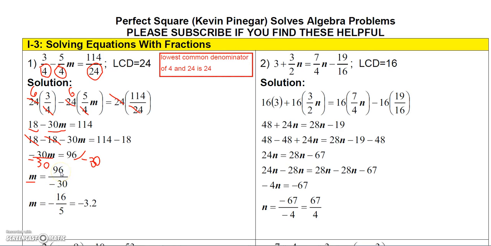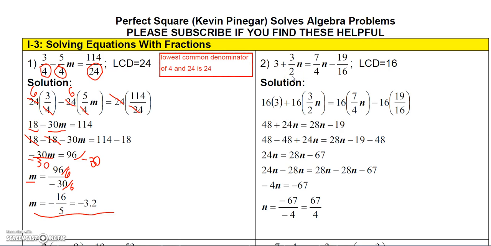And then to reduce this, I ask, what will go into both 96 and 30? The answer is 6. If you divide 6 into 96, you get 16. And if you divide 6 into 30, you get 5. So 96 divided by 6 is 16, 30 divided by 6 is 5, and we know this is a minus, so it's going to be minus 16/5. And if you want a decimal value, if you divide 5 into negative 16, you get negative 3.2. Okay, so let's do another one here.